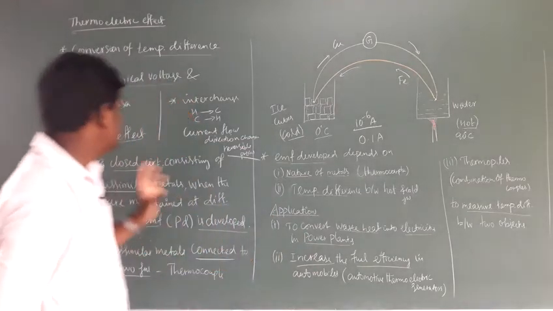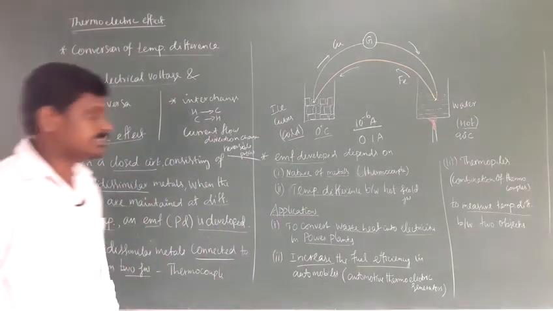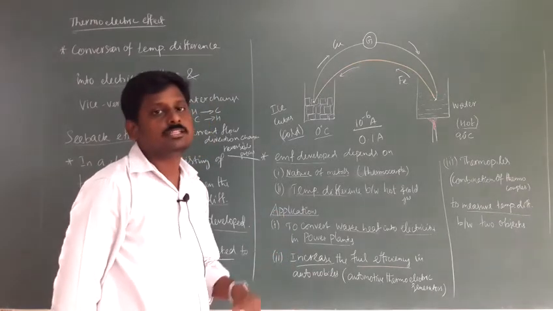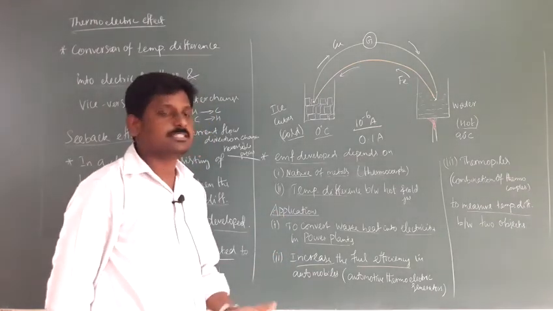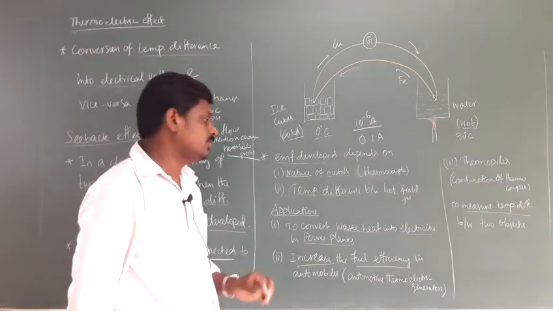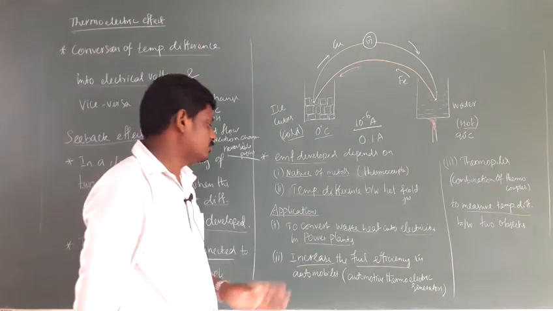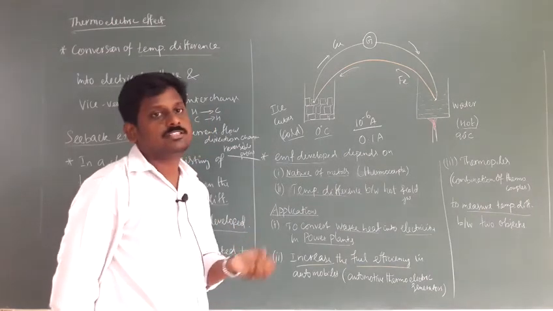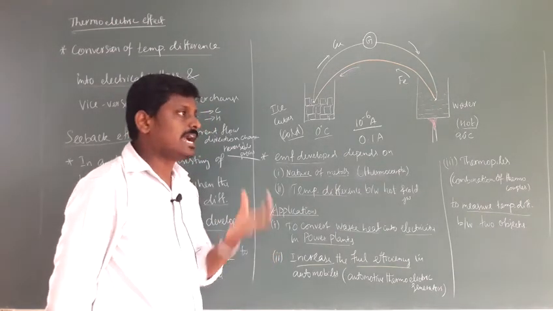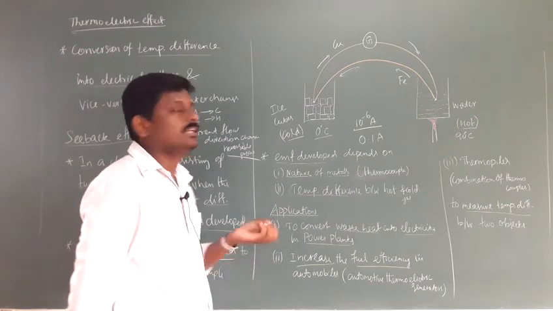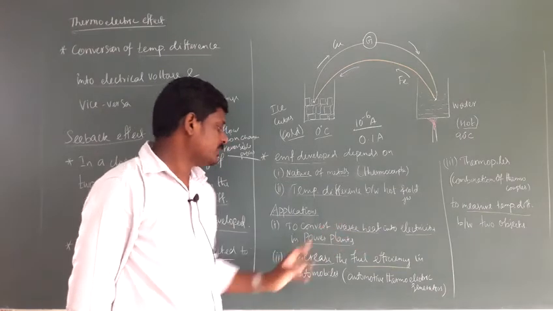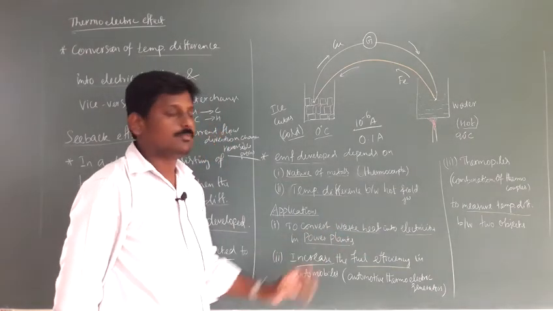Using the Seebeck effect, what are the applications? First, it is used as thermoelectric generators or Seebeck generators, used to generate electricity. In power plants, such as nuclear power plants, a large amount of energy is dissipated as heat. That heat is used to produce electrical voltage. So the first point is converting waste heat into electricity in power plants.